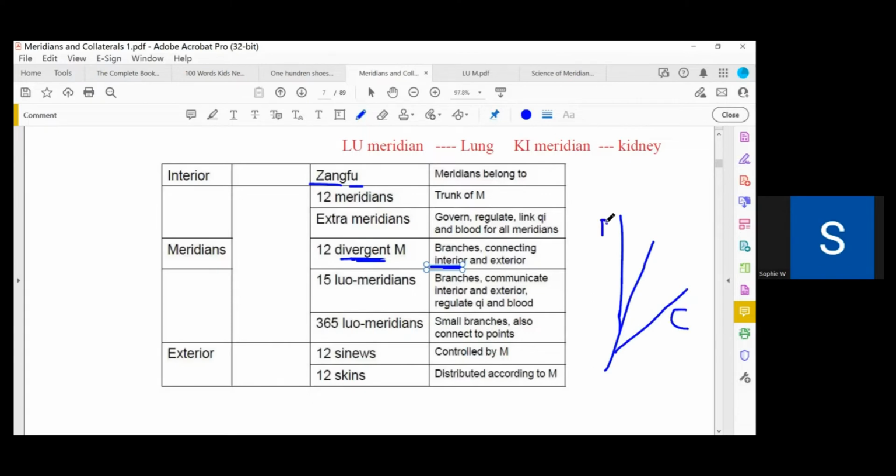This one's the divergent. Collateral is superficial because it doesn't connect with some organs. So this one goes superficial. And divergent, that's a special one, special branch. This one connects with some organs. Once it connects with some organs, it means divergent is deeper.